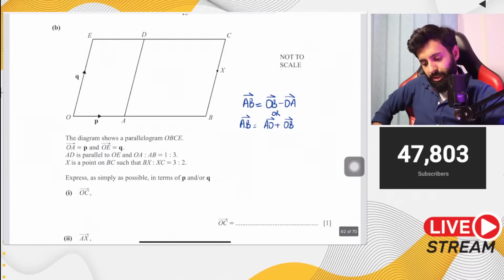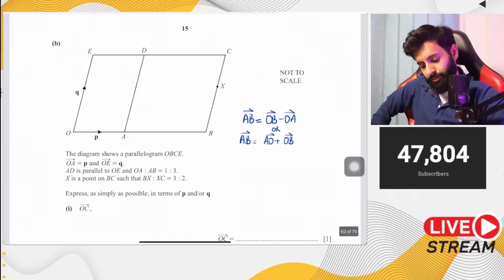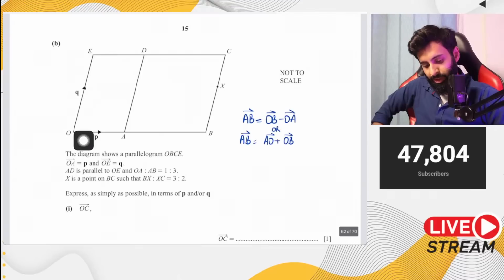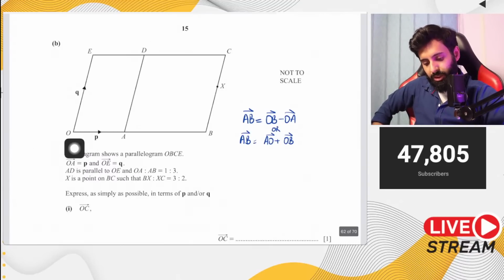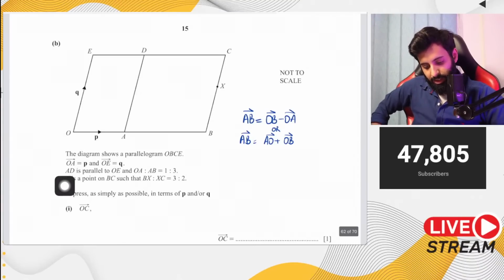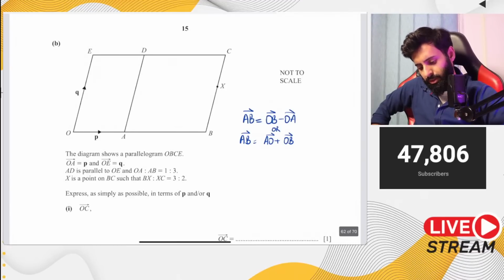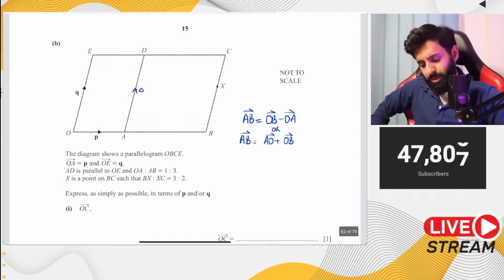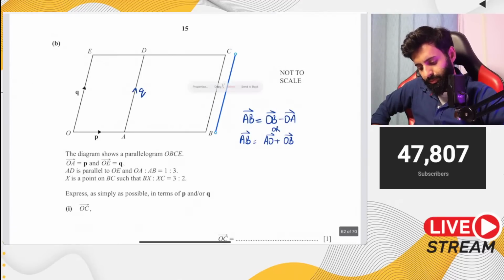Now let's do this question. So this is just part B of the previous question. It says the diagram shows a parallelogram OBCE. OA equals P, so it's only this part that's equal to P. Don't end up taking OB as P. OE equals Q, so that means this entire part is equal to Q. Then it says AD is parallel to OE. Now we can also say that AD will be equal to Q, and not only that, in fact this entire length will also be equal to Q.